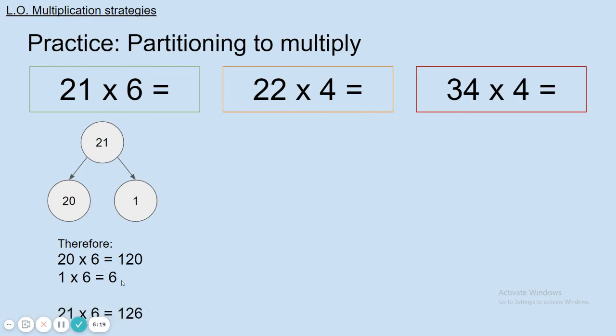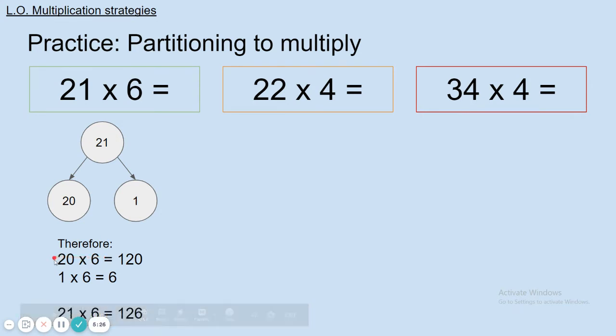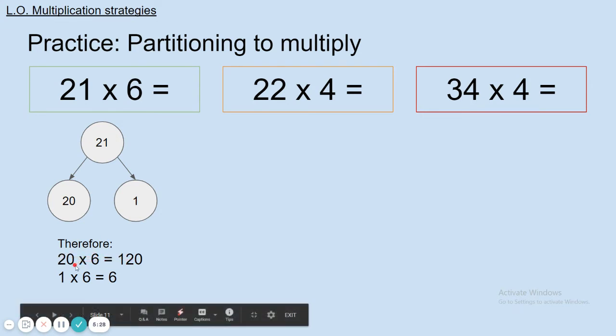21 times 6 is therefore 126. So we know that 20 times 6 is 120. Because remember, just think about it like 2 lots of 6. 2 lots of 6 is 12. It's 10 times bigger. And then 1 lot of 6 is that. So let's try this one.